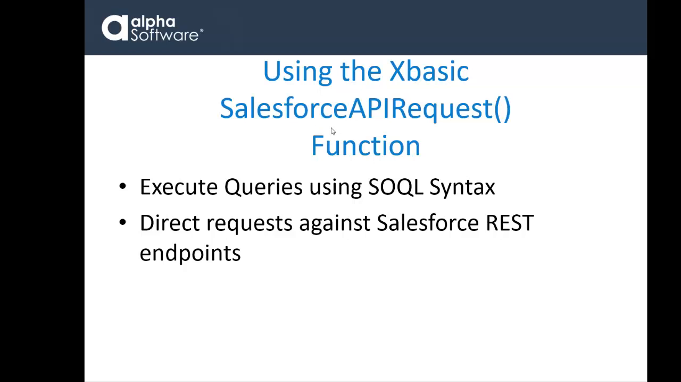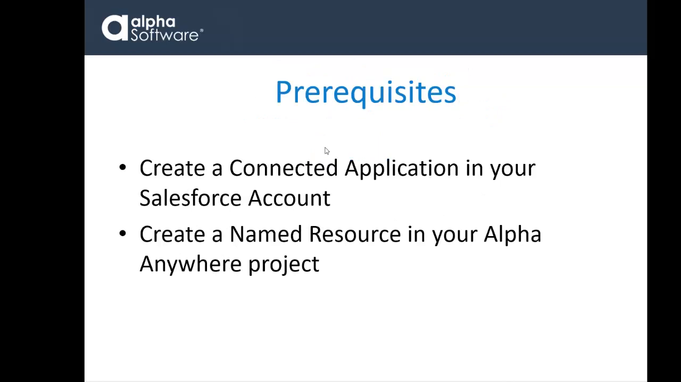But before you can start using the Salesforce API request function in your Alpha Anywhere applications, there are certain prerequisites that you need to consider. First, you need to go into your Salesforce account and set up a new connected application. Once you've done that, you can go back to your Alpha Anywhere project and create a named resource for your Salesforce application.